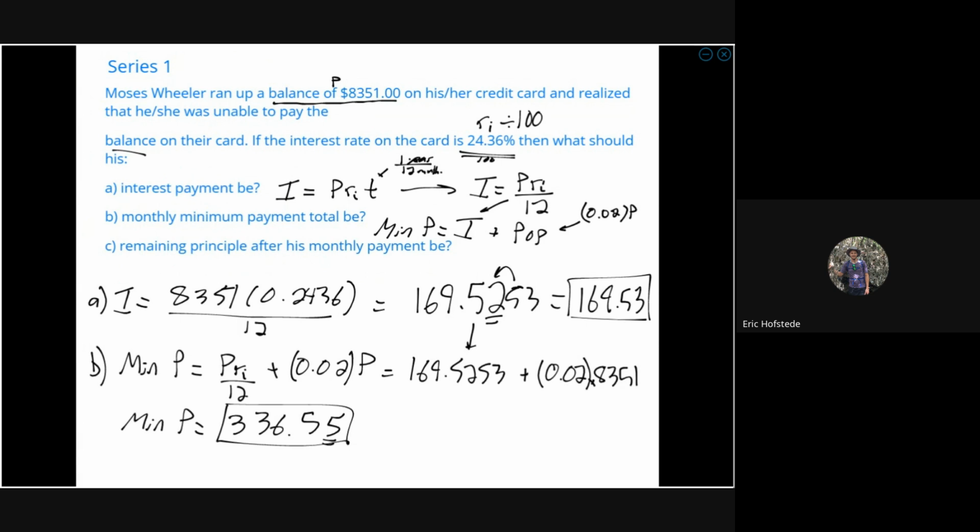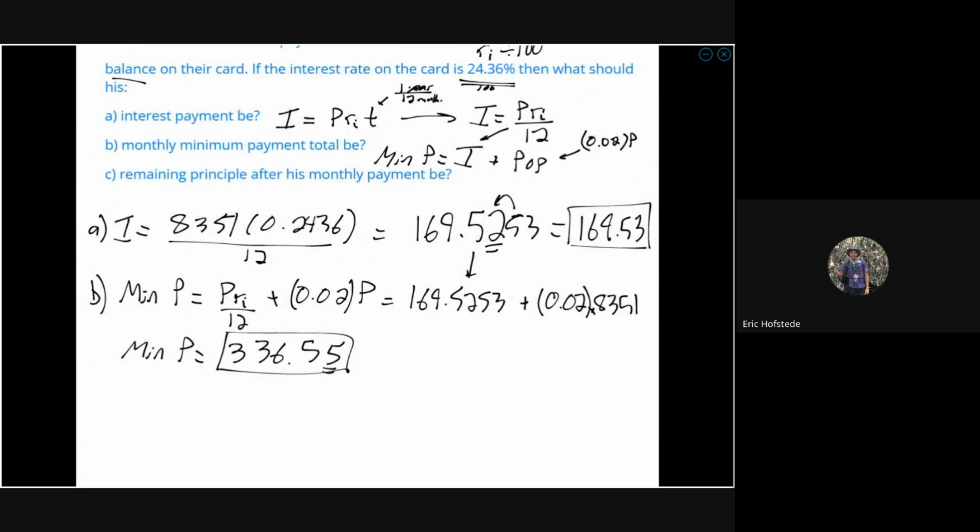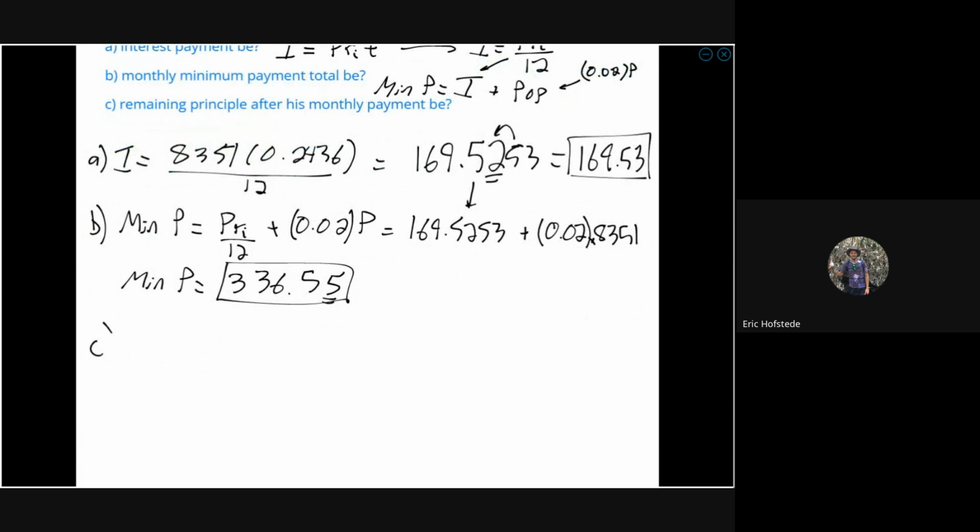On to C. So A was a pure penalty, my interest. B was actually how much my payment is going to show up on my credit card statement, the minimum payment I need to make. If I don't make that payment, there's going to be even more severe penalties and fees. And then C is how much principal I have remaining. And we have a new equation, a third and final credit card equation for this.